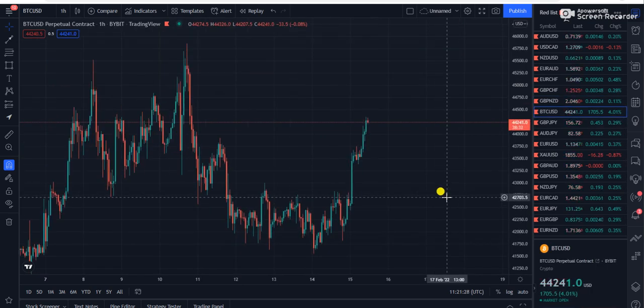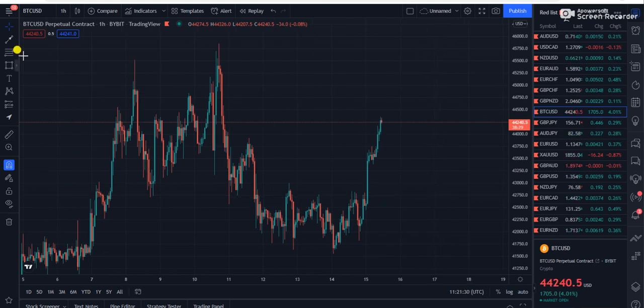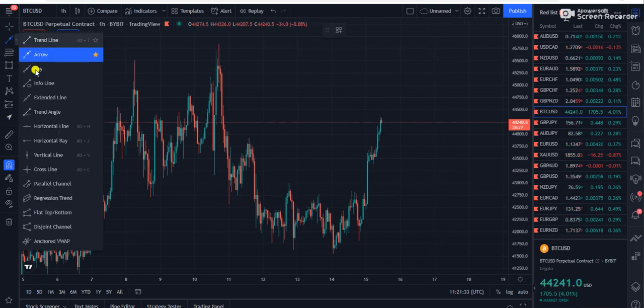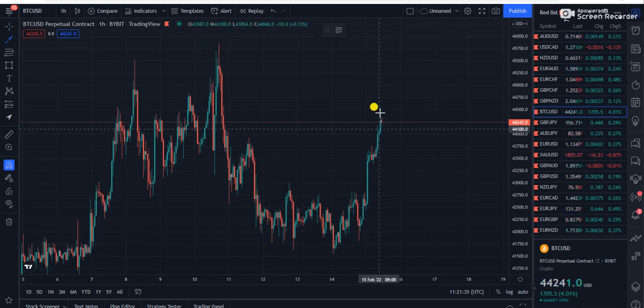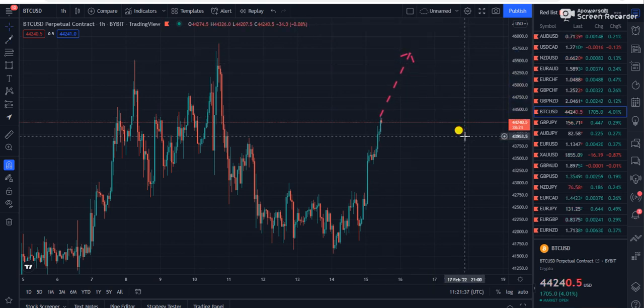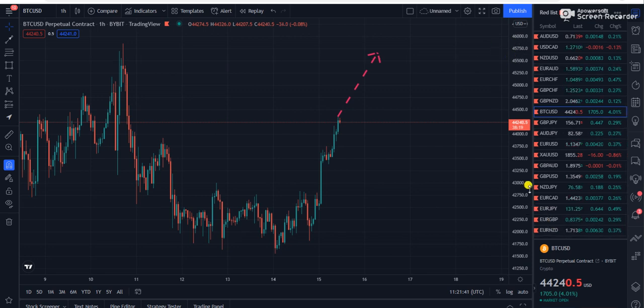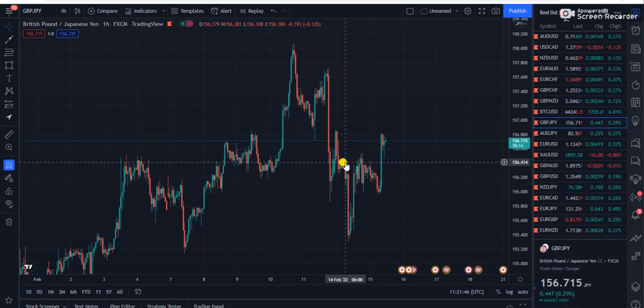So guys, Bitcoin USD still has potential to go in the upward direction. So I will stay bullish on Bitcoin USD. It can go to 45,750 levels. These are the levels where I'm expecting the market can go into a further upward trend. Okay, Great Britain Pound JPY.